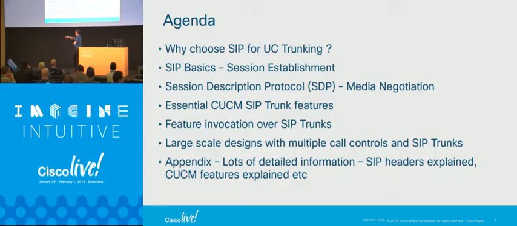And then the last bit here is really looking at large-scale design. So it's really trying to put all of this together. We're looking at multiple aspects. We'll look at dial plan, call admission control. But what I'll try and draw out as I go through is, if you're looking at SIP trunking, what are the essential rules that you need to look at when you're putting large-scale designs together?